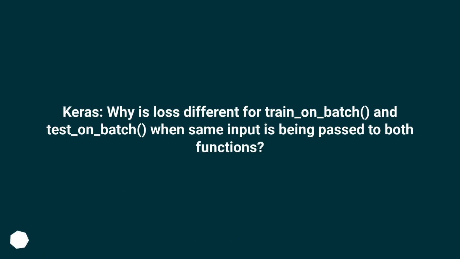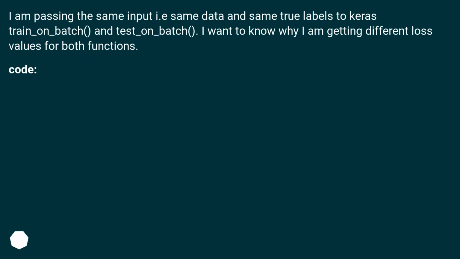Keras: why is loss different for train_on_batch and test_on_batch when the same input is being passed to both functions? I am passing the same input, i.e. same data and same true labels, to Keras train_on_batch and test_on_batch. I want to know why I'm getting different loss values for both functions. Code.